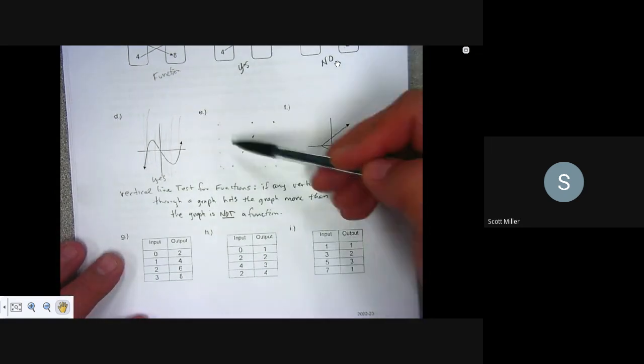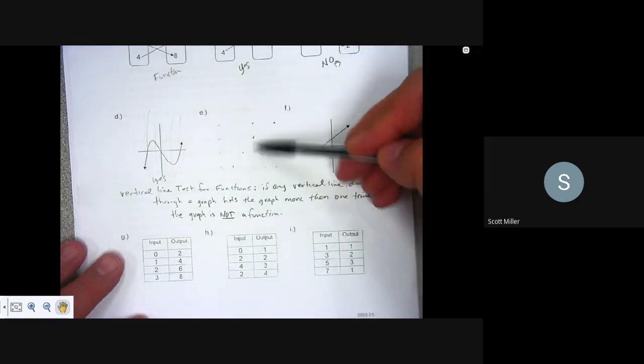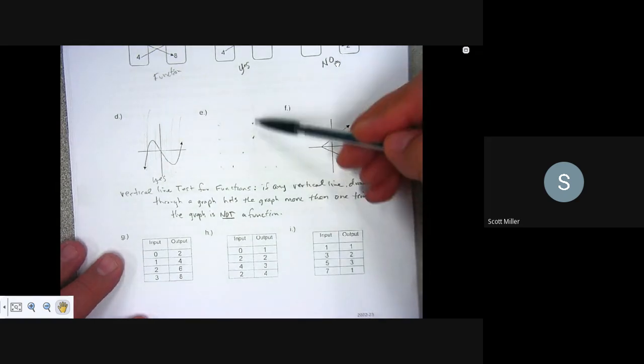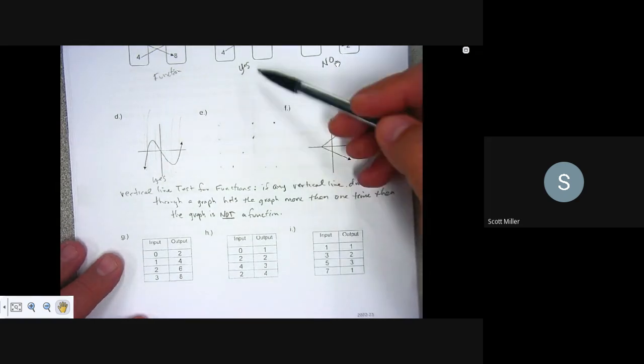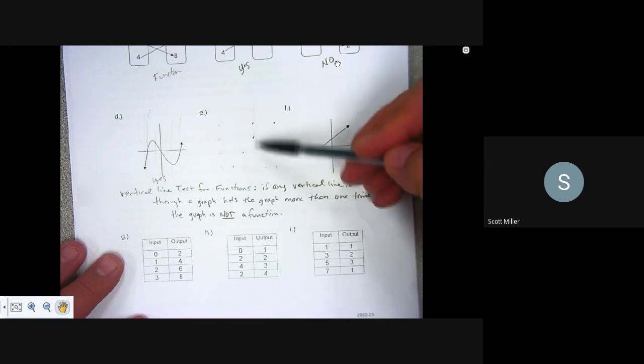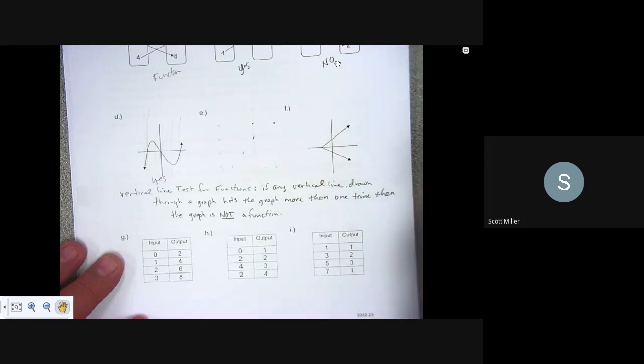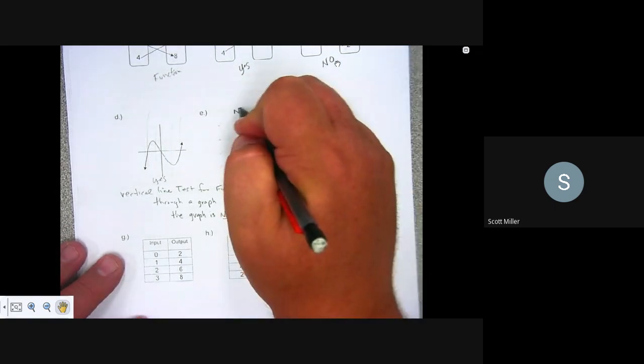So if I draw a vertical line through any of these dots, do I hit more than one dot? Only in that spot right there, correct? Because that line right there, I drew a vertical line through this graph, and I hit 2 dots at the same time, this then is not a function. It fails the vertical line test.